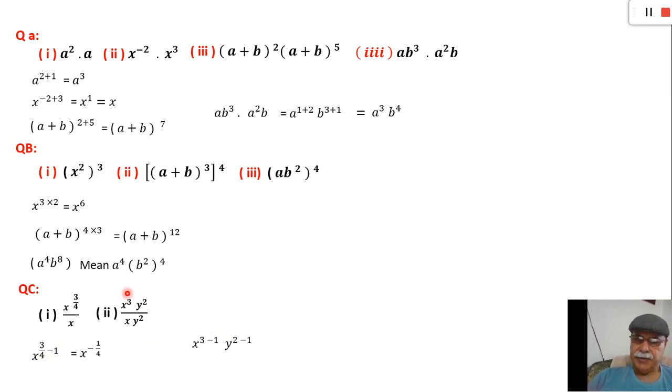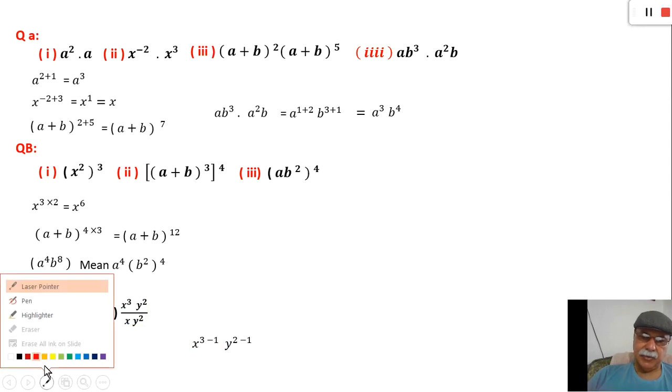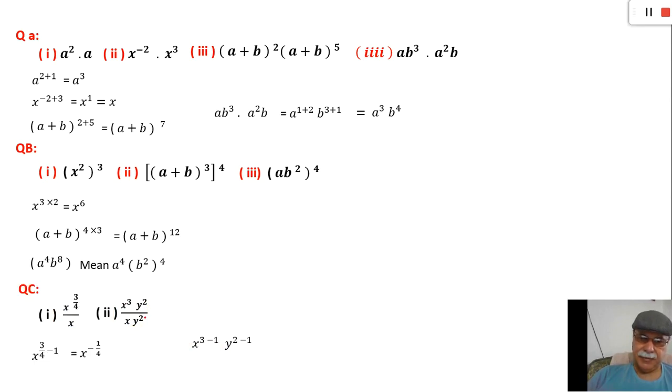Also here you see 3 minus 1 and 2 minus 1. Sorry, here 1. Let me do it. I am sorry because sometimes when I print this one, in order to get it, it becomes minus 1.